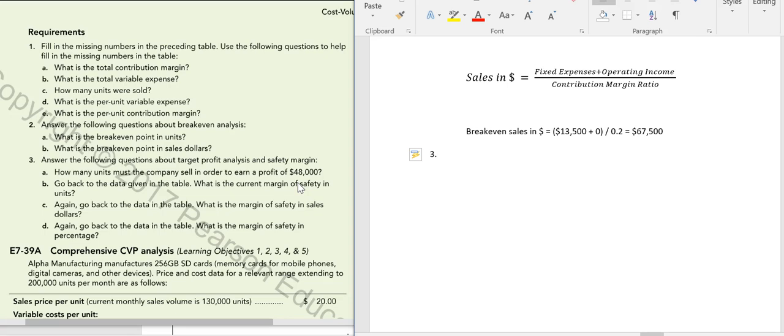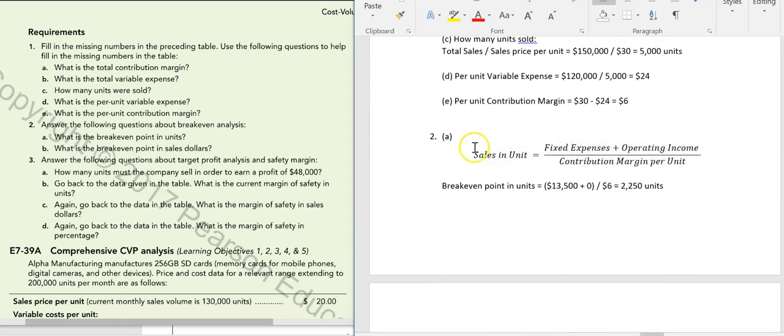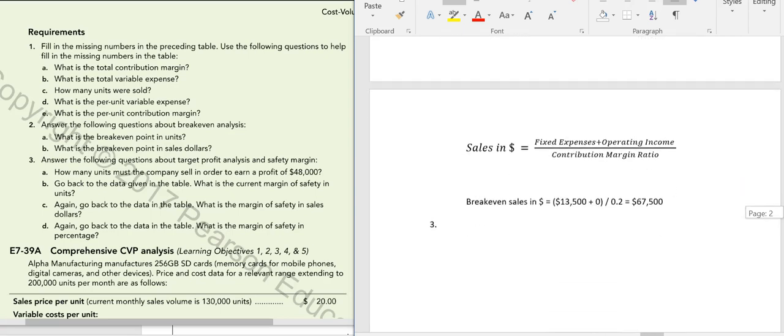Right, it's target profit, right? That means how many units they need to sell. So it's asking about units, so we're gonna use the unit formula. This is the unit formula, right? Since it's asking about units, it's the unit formula where the denominator of the bottom part is units.